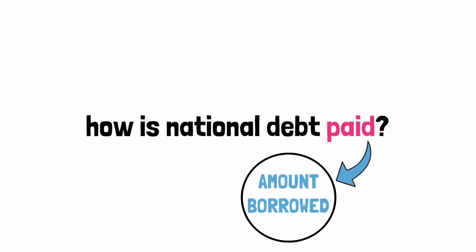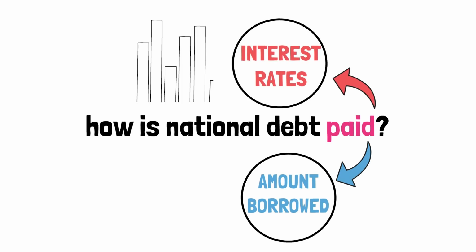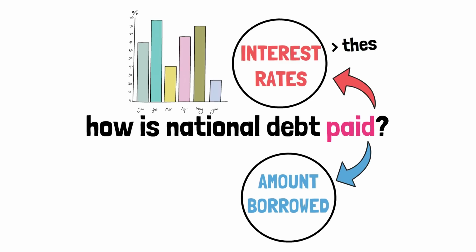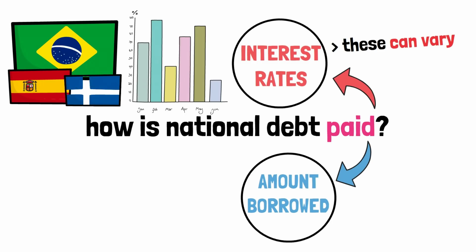When you have debt, you have to pay it off throughout time, and you do so by paying the amount you borrowed plus interest rates. These interest rates vary. I won't get into what they're based on or how they're calculated throughout time, but a country can pay more or less depending on the deal that they made when they borrowed and on the current state of their economy. Brazil, for instance, seems to be the country in the world that pays the most amount of interest on their debt, followed by Spain and Iceland.